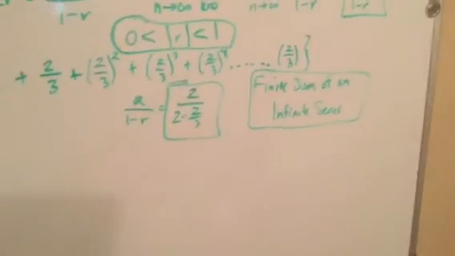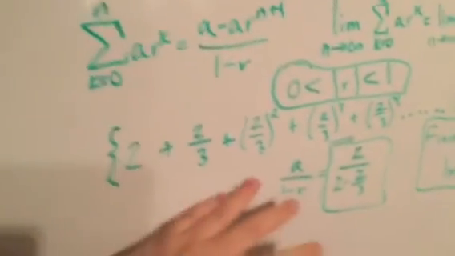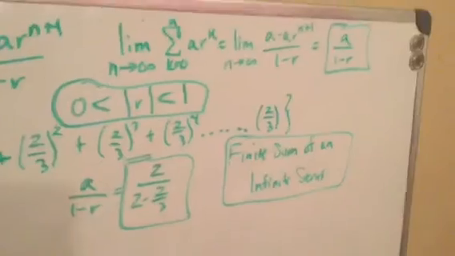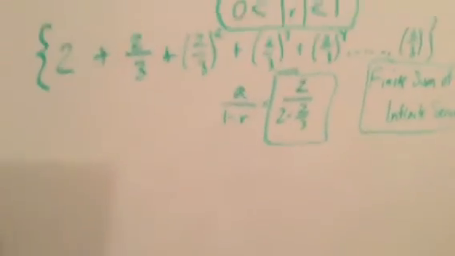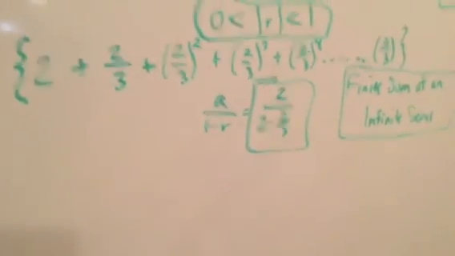So, given this series, we found that if we wanted to calculate the sum it would be 2 over 1 minus 2/3, and I could simplify that into another term, and that would be our sum of this particular geometric series.